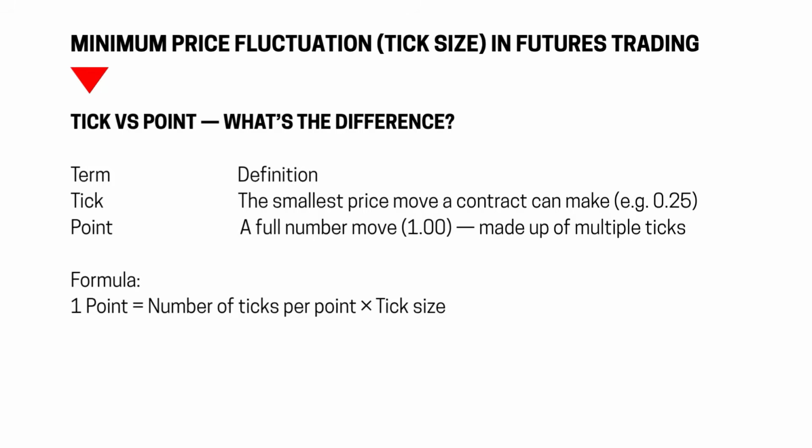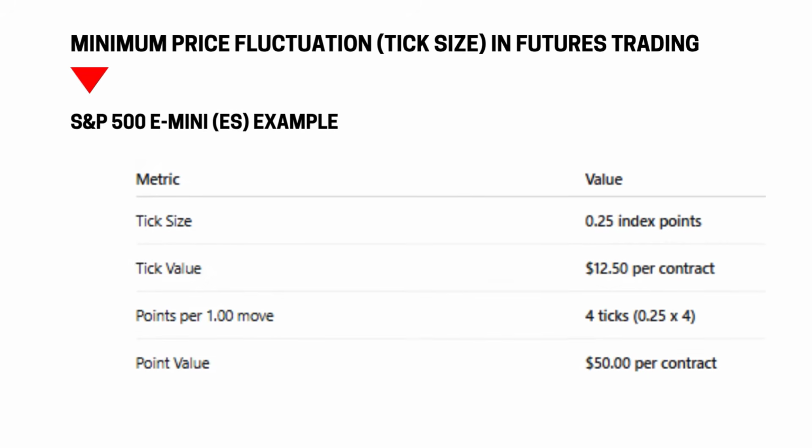Very important when you're calculating your risk and return numbers, and a whole host of other reasons, but very important to know. Here's an example for you using the S&P 500 E-mini contract, ticker ES. We've got the metric tick size. Its value is 0.25 index point, and a tick value that's worth $12.50 per contract. So a 1 point move is obviously 4 times 0.25, giving us a point value of $50 per contract. A really nice easy example to get your head around.